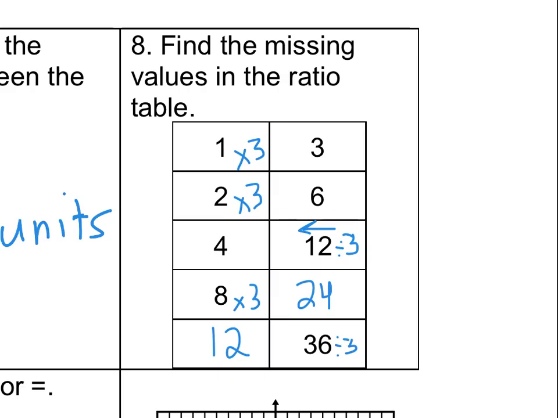Okay, filling out the chart, remember you're looking for the relationship from one side to the next, and that should be multiplication or division. So going to the right, it's times 3. 1 times 3 is 3, 2 times 3 is 6, and which means going to the left would be the opposite of times 3, which is divided by 3. 12 divided by 3 is 4, so we can do 8 times 3 to find our missing value, which is 24, and we can do 36 divided by 3, that's a 3, to get our missing value of 12.